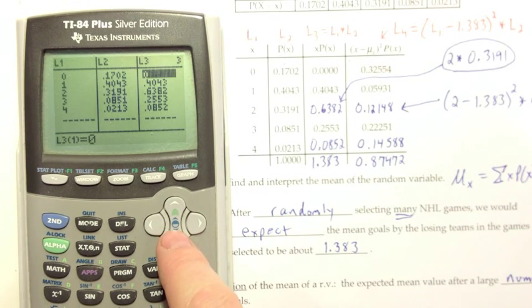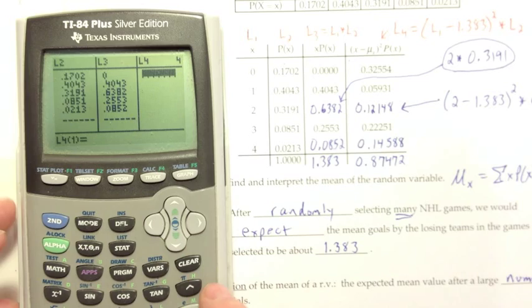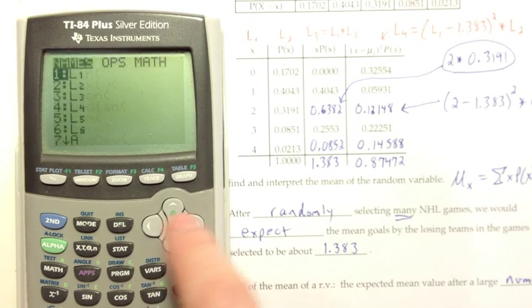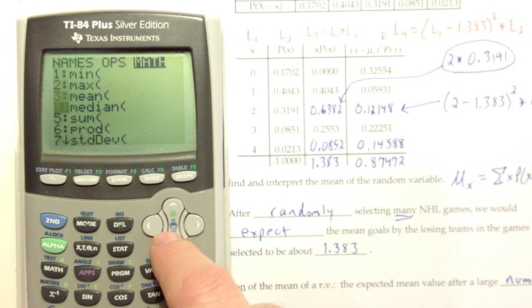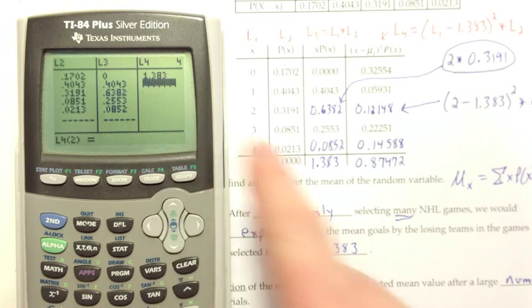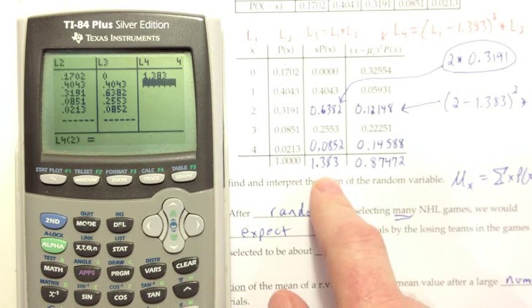And you'll notice that these numbers match the different ones that we have written down in our table from our calculations. So the mean would be the sum of L3, so I would go into the list menu and math and sum of L3, and I get 1.383, which is the same as what we got before.